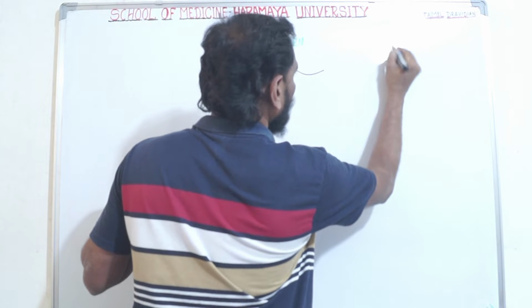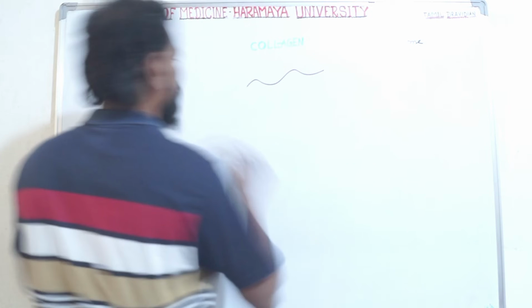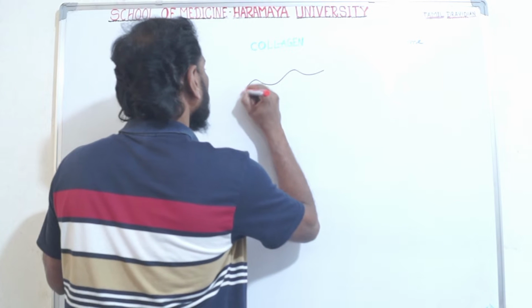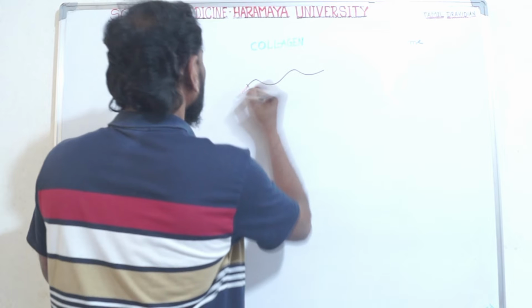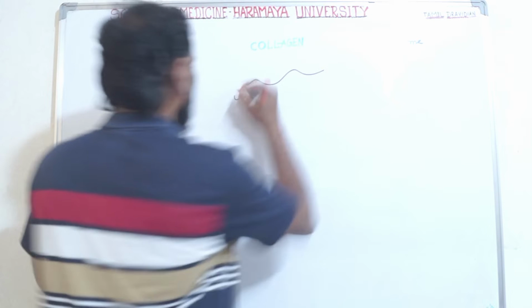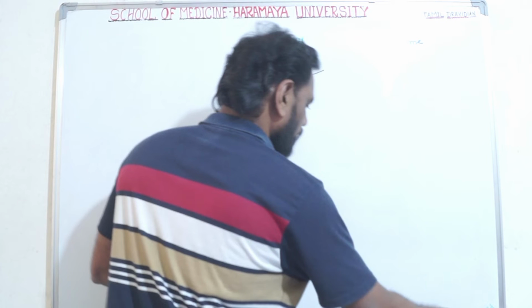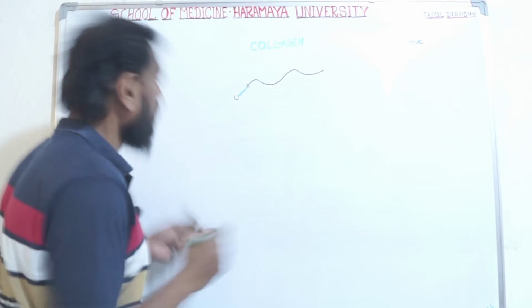This is one polypeptide chain. It is synthesized from the ribosome. Proteins are synthesized only from the ribosome. Clear? And it contains a signal, which is called the signal peptide. This area is the signal peptide. Clear?